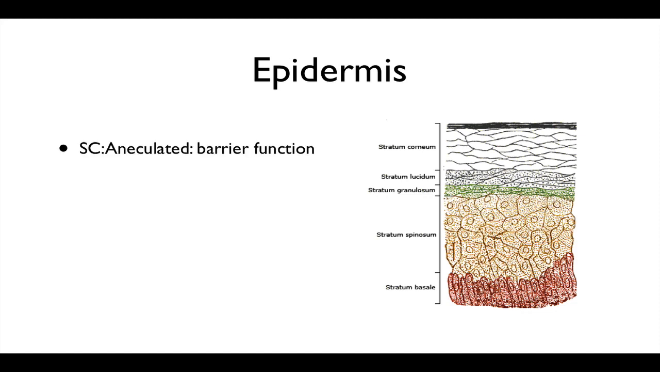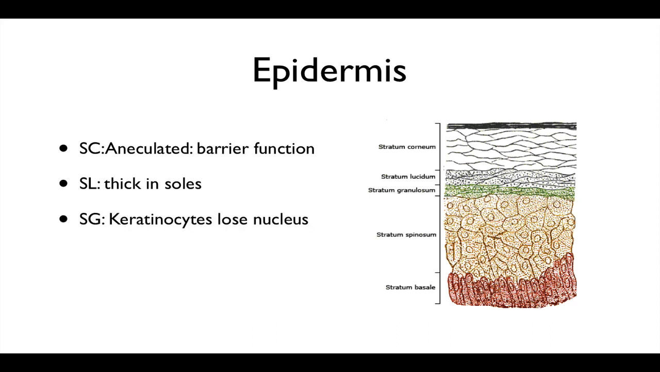So the stratum corneum is anucleated barrier function. Basically, the keratinocytes start in the basal layer, and then take about 2 weeks to work their way all the way to the top layer, or the stratum corneum, where eventually they're shed. The stratum lucidum has different thickness depending on where it is in the human body. So the soles of the feet, it's a couple of millimeters thick, but in the eyelids, it might be absent or very, very thin. And then the stratum granulosum is where the keratinocytes lose their nucleus and become anucleated.